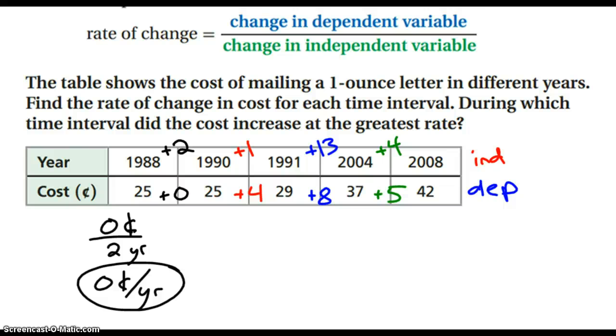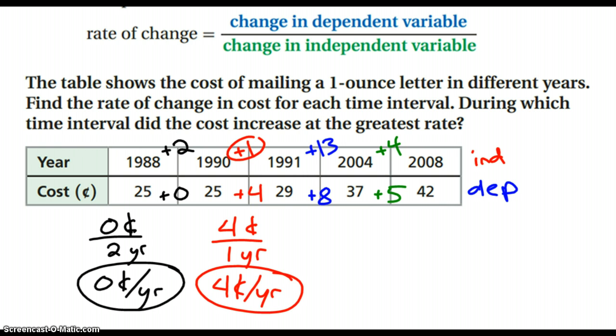second interval then, we have a plus 4 increase, a 4 cent increase over 1 year. All right, 4 divided by 1 is 4, so we have a 4 cents per year increase during that time interval. So we've got that. We'll move on to the next one.